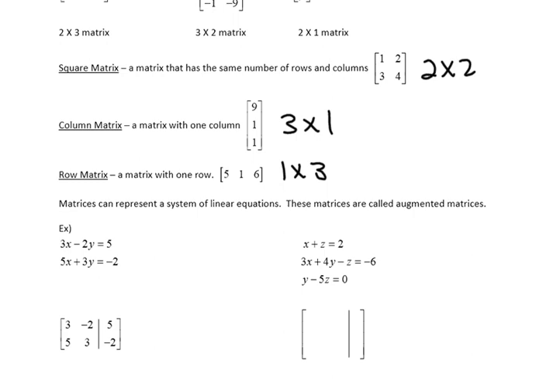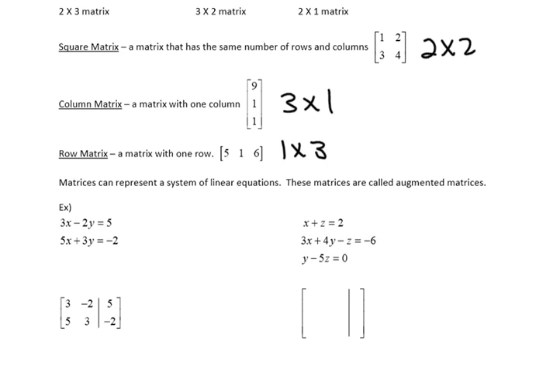Matrices can represent a system of linear equations. These matrices are called augmented matrices. For the example on the left, notice the first row, 3, negative 2, 5. That's 3x, negative 2y equal to 5. That vertical bar, think of it as an equal sign. The second row, 5, 3, negative 2. And again, the bar, think of it as an equal sign.